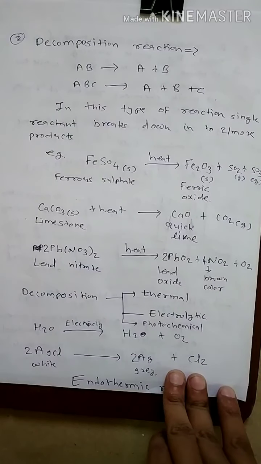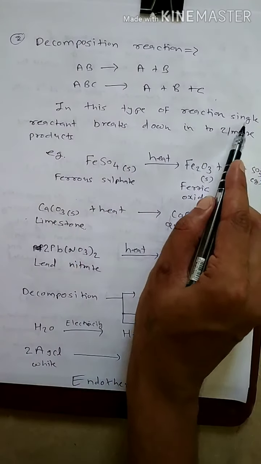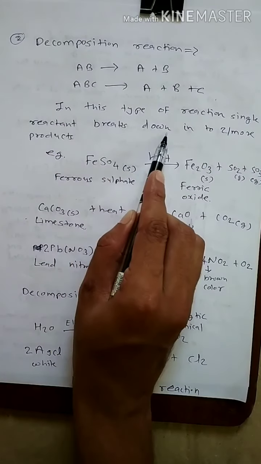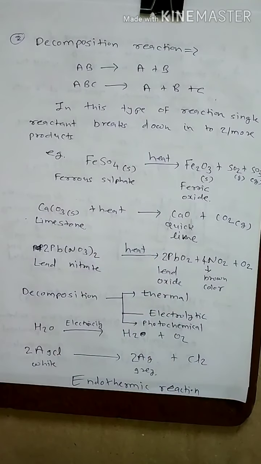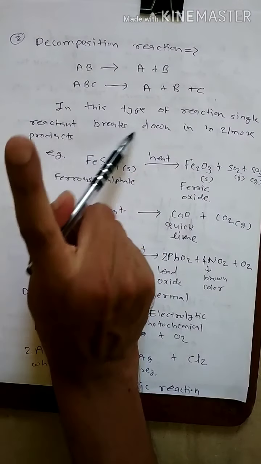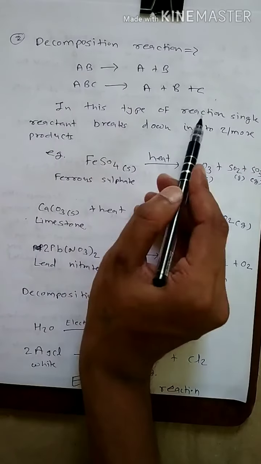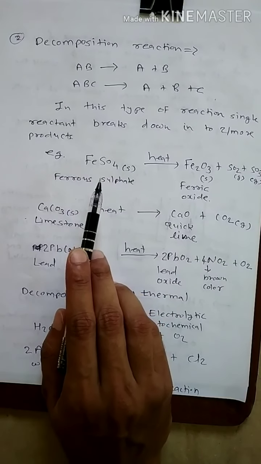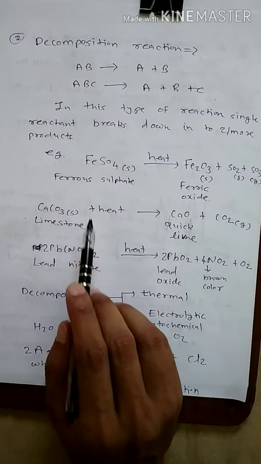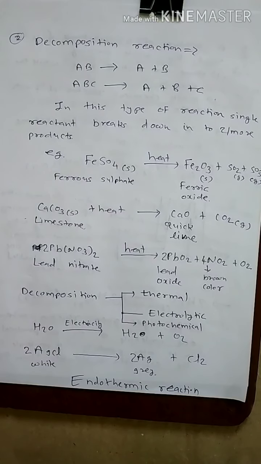Now the definition is like this. In this type of reaction, a single reactant breaks down into 2 or more products. Okay, so here the number of reactants is only 1 and the number of products is more than 1. Okay, 2 or more than 2. So in this way you can find out the type of reaction, whether it is combination or decomposition.